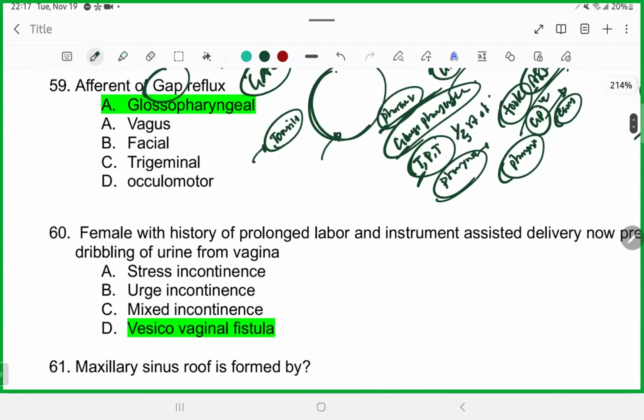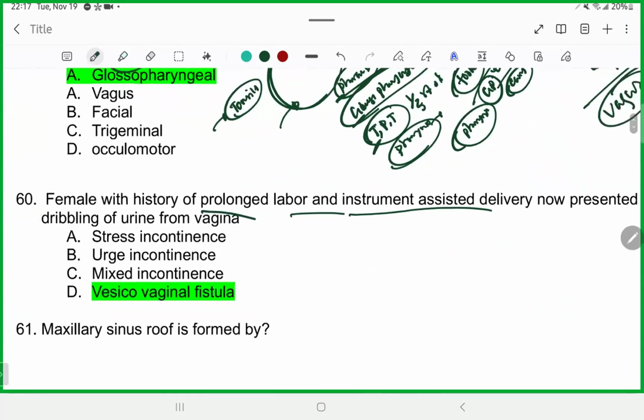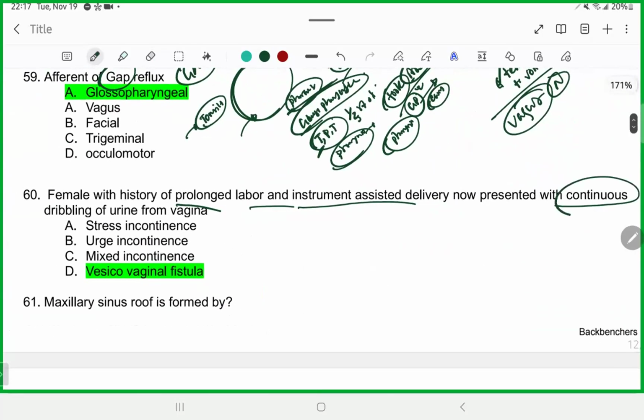Female with history of prolonged labor and instrument assisted delivery now presented with continuous dribbling of urine from the vagina.